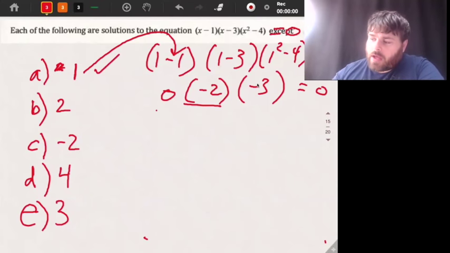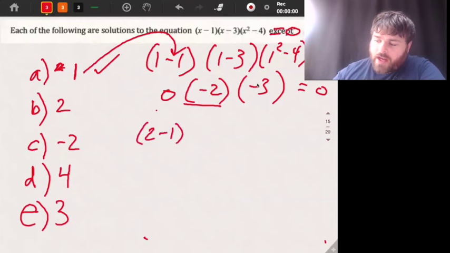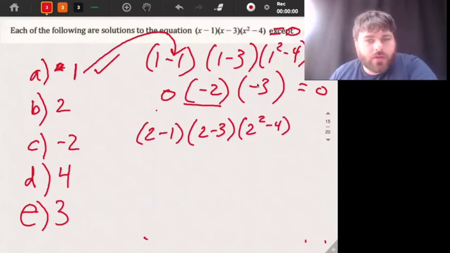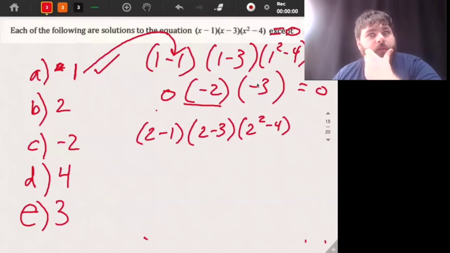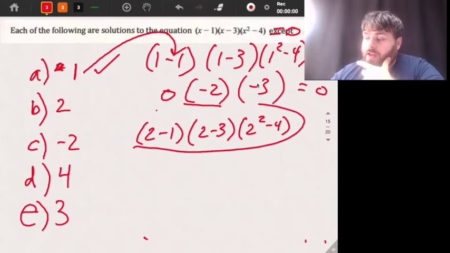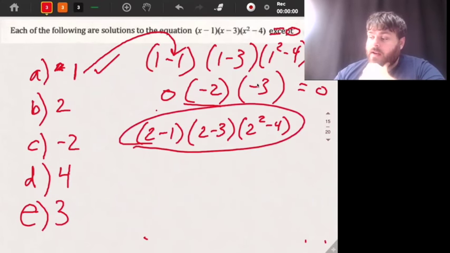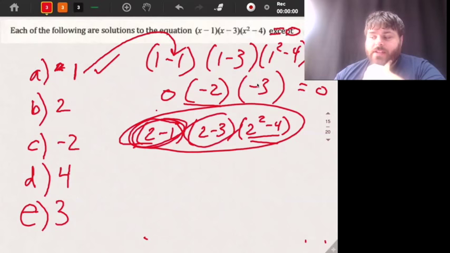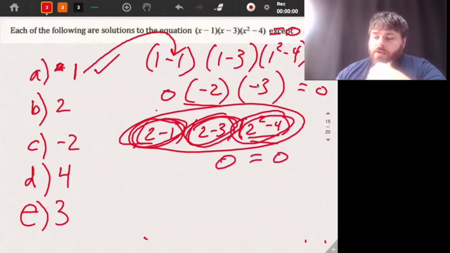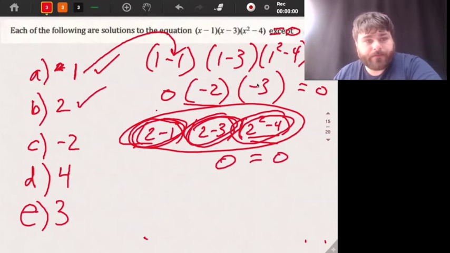2, look up here, x squared minus 2. Sure, when I plug it in here, there's no 0. When I plug it in here, it's not 0. When I plug it in here, I get 2 squared minus 4. 2 squared is 4, and 4 minus 4 is 0. This whole thing is going to be 0 because of this factor right here. I get 1 times -1 times 0. That makes 0. Okay? So that means 2 is a solution.